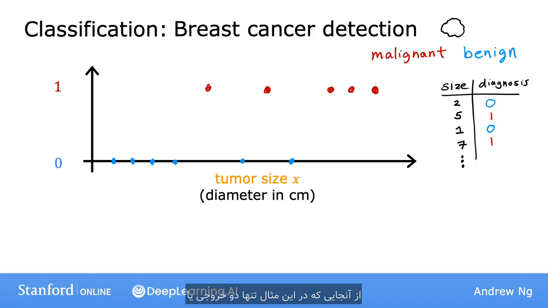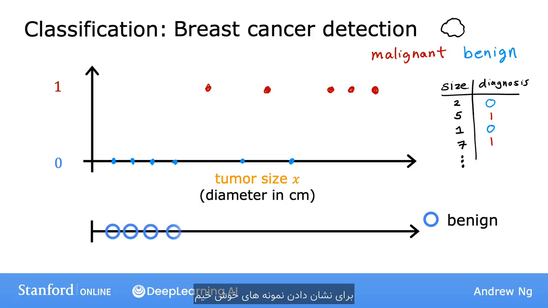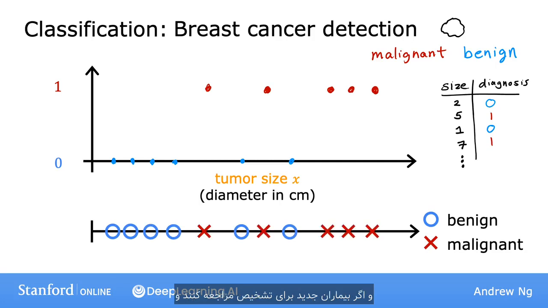Because there are only two possible outputs or two possible categories in this example, you can also plot this dataset on a line like this, where now I'm going to use two different symbols to denote the category, using a circle or an O to denote the benign examples and a cross to denote the malignant examples. And if a new patient walks in for a diagnosis and they have a lump that is this size, then the question is, will your system classify this tumor as benign or malignant?